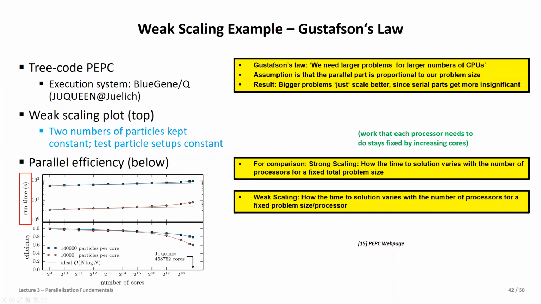This is related also with weak scaling in a way, when you think about Gustafson's law, and this was the idea of why we do high performance computing, right? So we always have this assumption that the parallel part is proportional to our problem size. So basically the idea is that if you have bigger problems, they just scale better, because then more and more the serial part is not so important anymore. And this is of course why we need to parallelize.